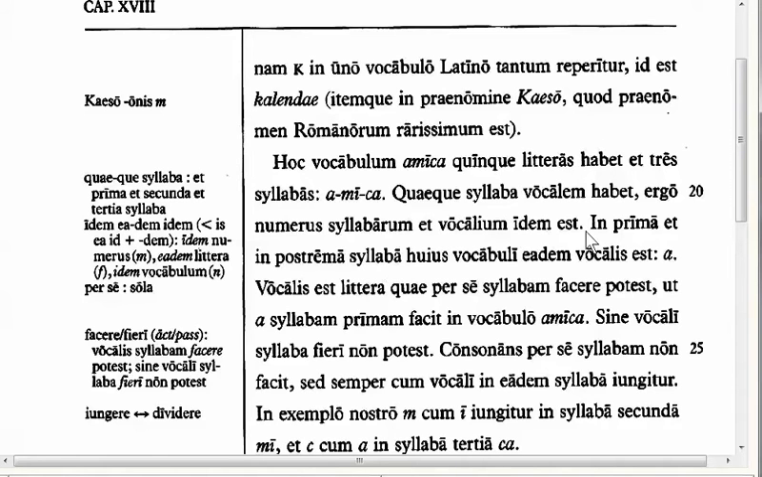Okay, the next feature that I want to point out is in line 23. We have: vocalis est littera quae per se syllabam facere potest, ut a syllabam primam facit in vocabulo amica, sine vocali syllaba fieri non potest. I want to point out the verb facere, a really common verb, which means to make or to do, and you've seen that before. So a vowel is a letter which is able to make a syllable per se, all by itself, like the letter A makes the first syllable in the word amica, girlfriend. Then we have, without a vowel, a syllable non potest fieri, is not able to be made. Facere in the active, the infinitive, is to make. There's no passive, so there's no faci for this verb.